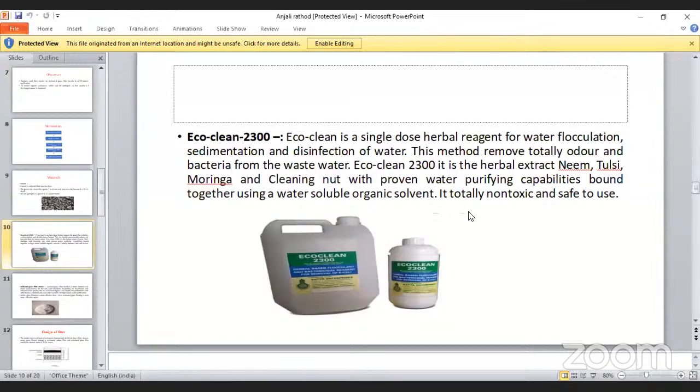EcoClean is a single-use reagent for water disinfection. This method removes the odor and bacteria from the water.